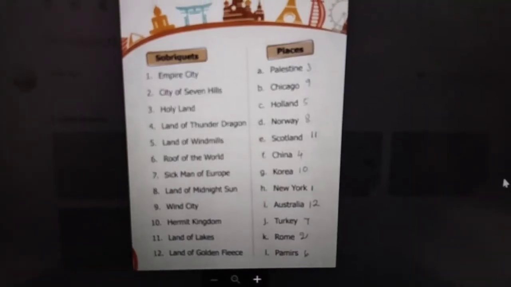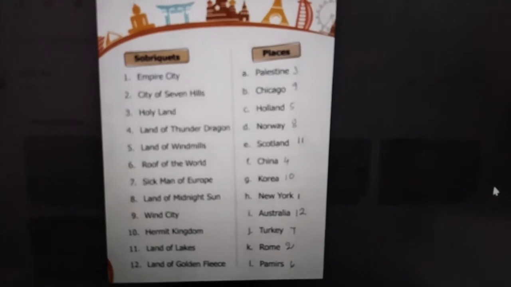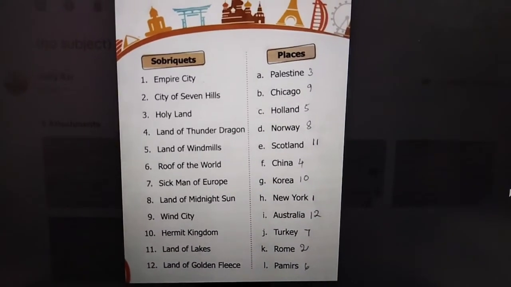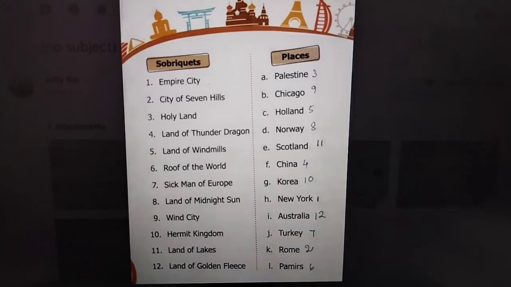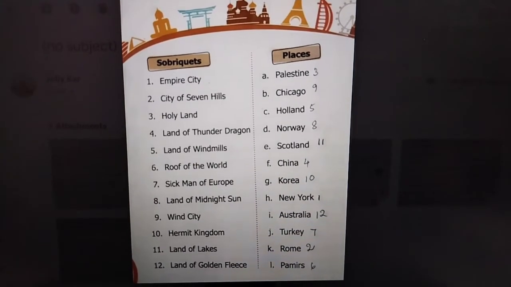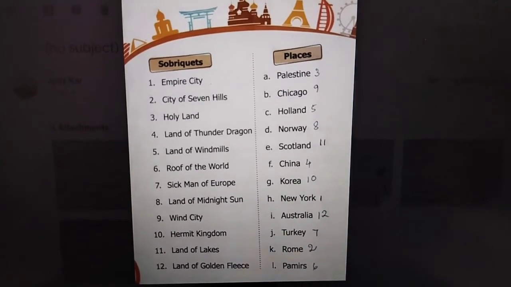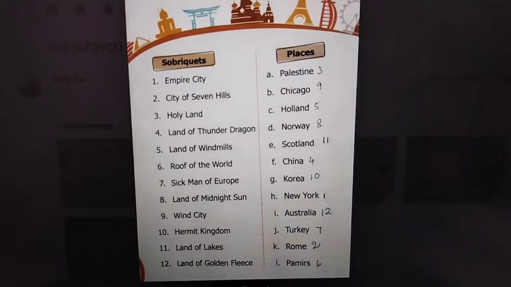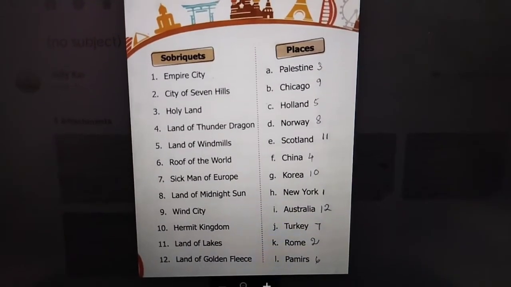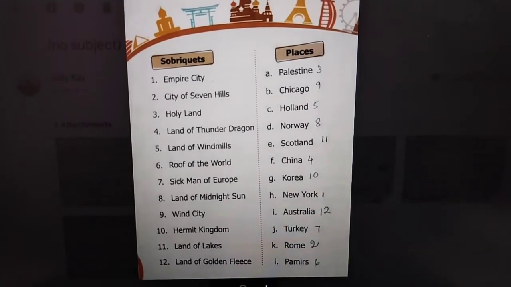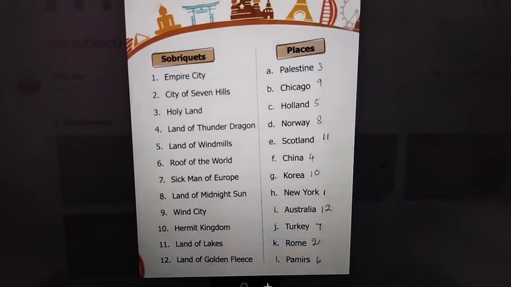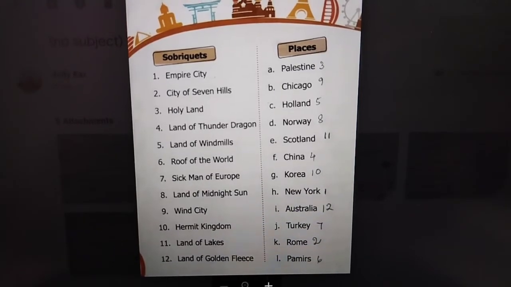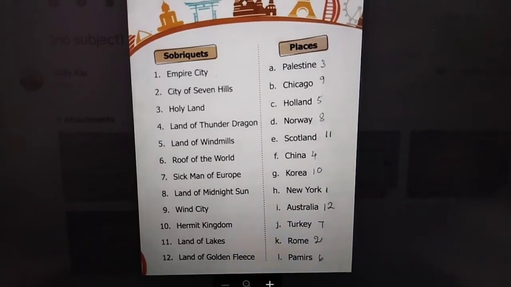Before we start the chapter, okay, again I will repeat, please make it correct the thermometer spelling. Thermometer, thermometer, thermometer. Okay, so now we will start from page number 48. I hope all of you can see. Okay, the first one is Emperor City. The answer is New York.